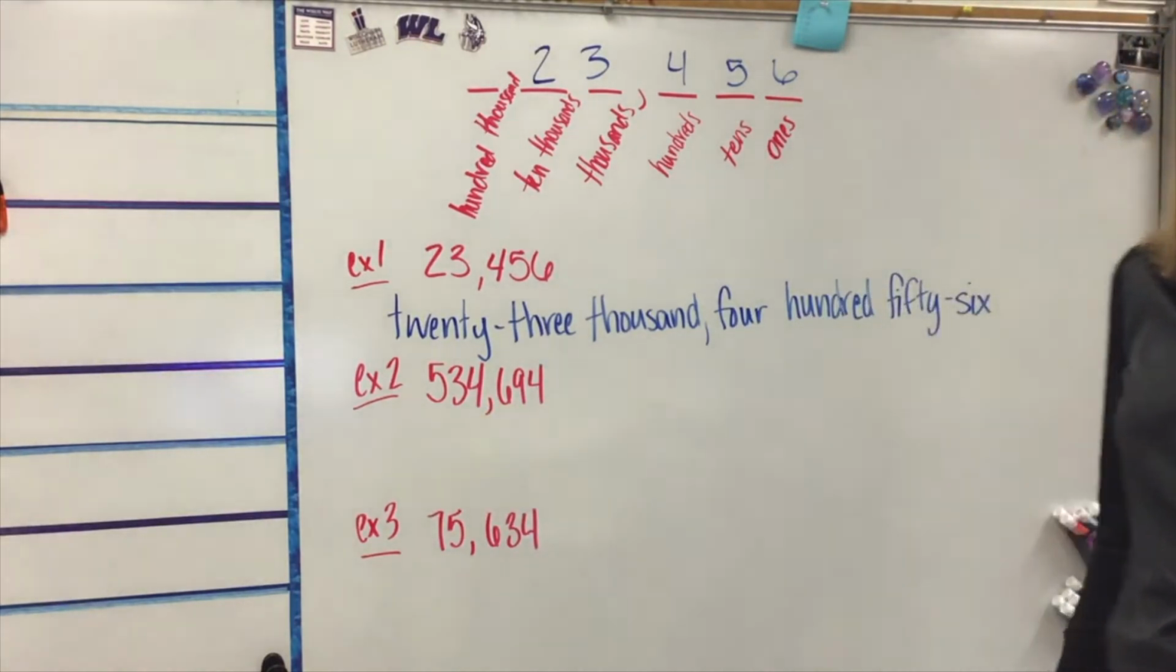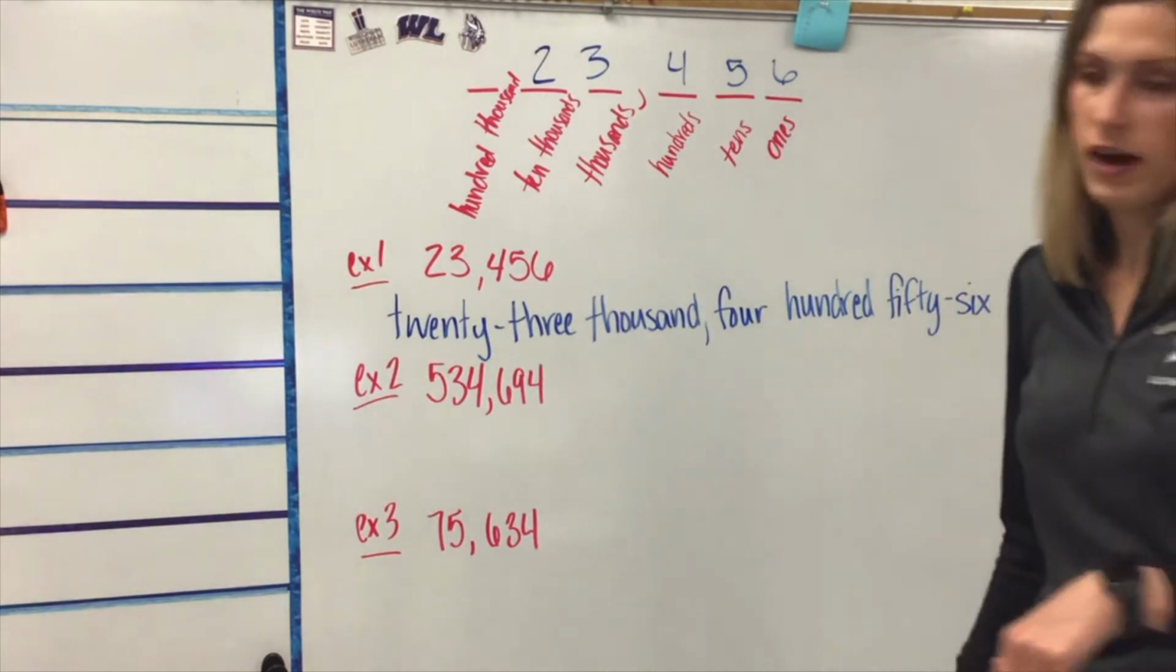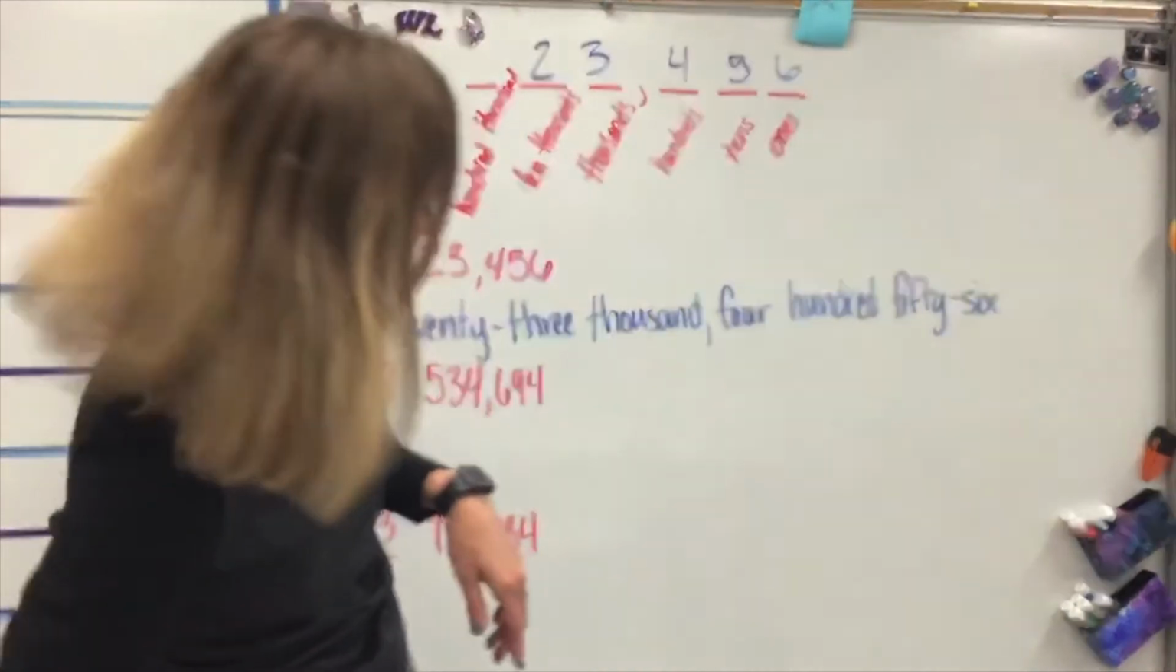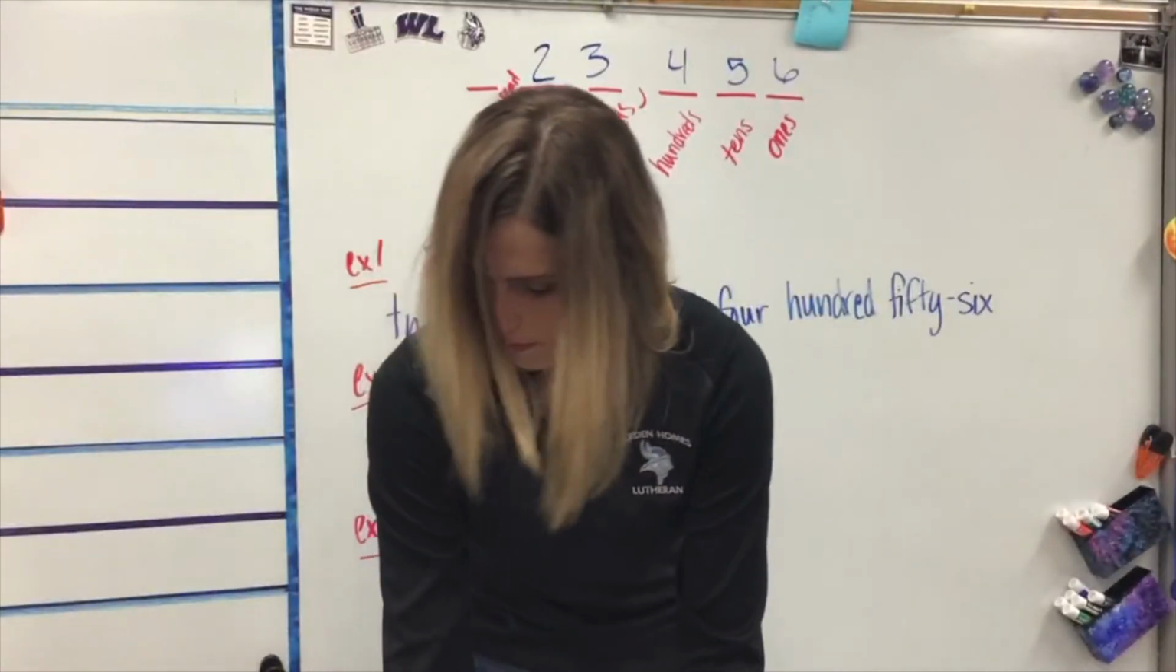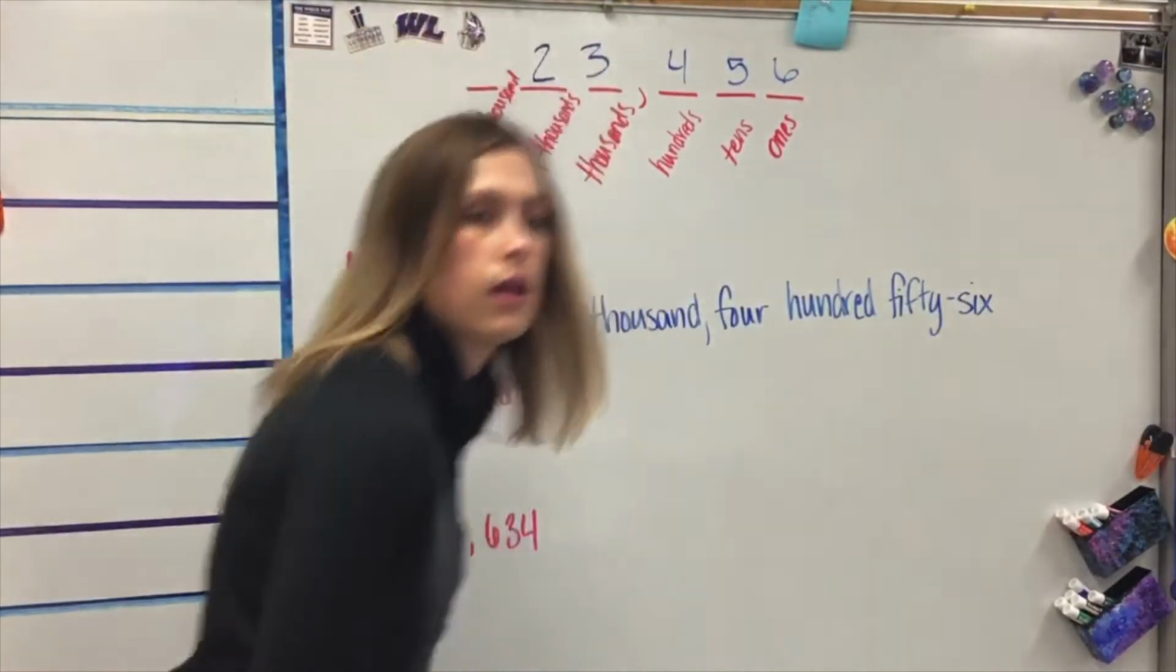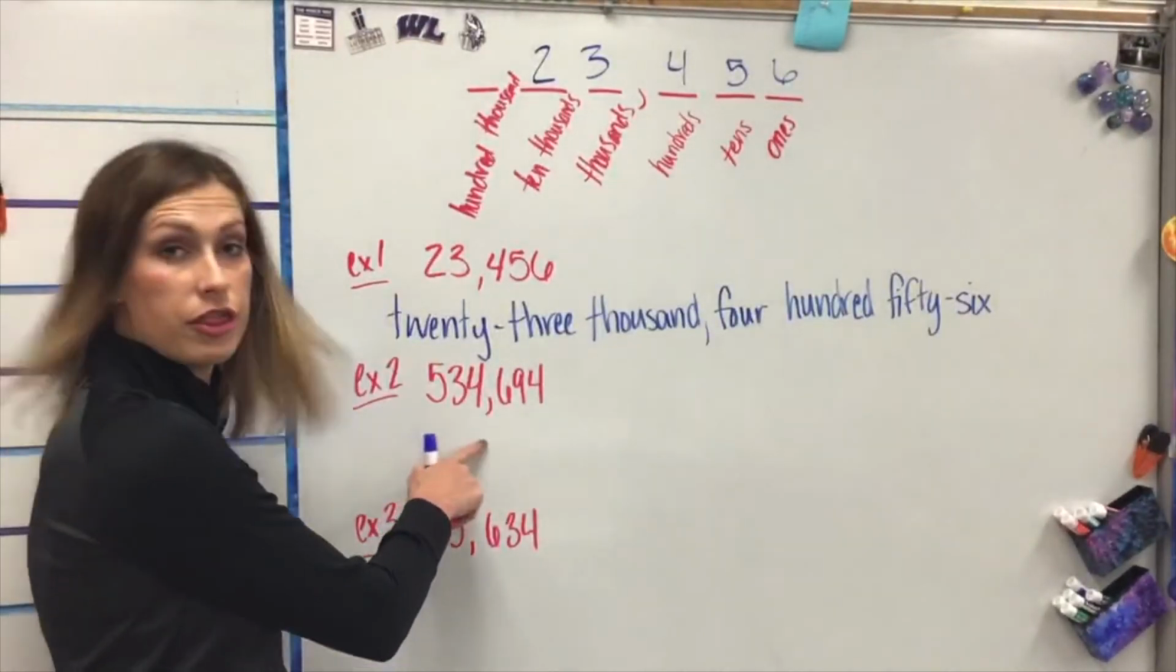Next example. Example 2 says in the 2000 census, Fort Worth had a population of 534,964. Use words to write the population. So, we get here 534.